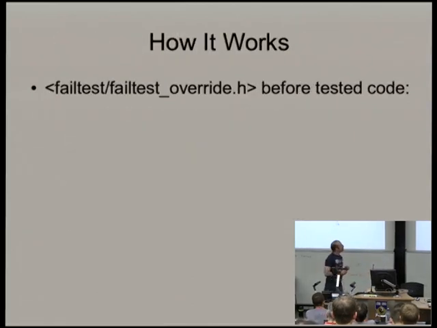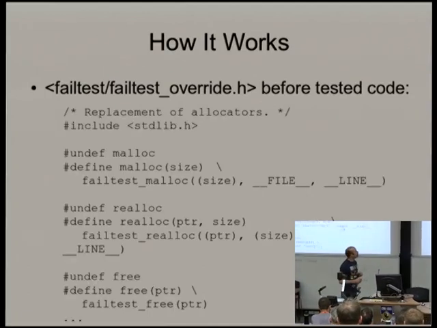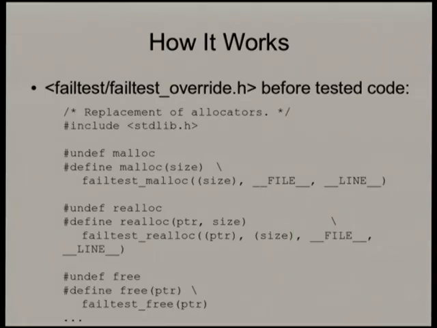Okay, so how does it work? Well, basically what you do is you include failtest override.h, which looks vaguely like this, and basically includes the standard headers to get them out of the way, and then just overrides the definition of all the functions. And this, of course, means all malloc, realloc, calloc, overrides free, and calls the failtest variants with file and line information.